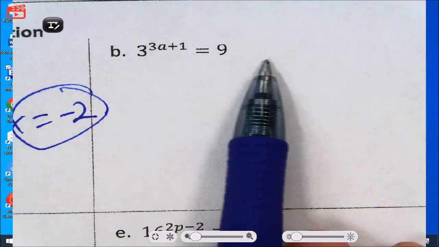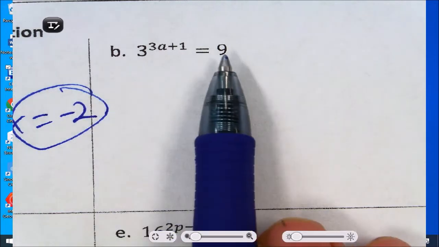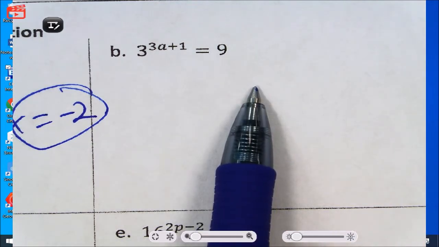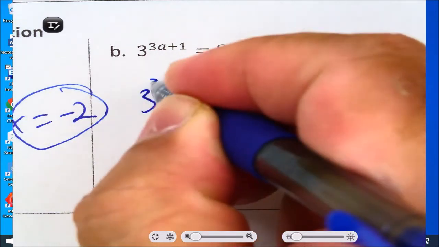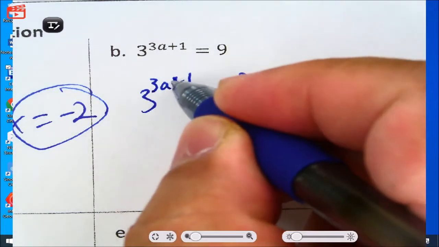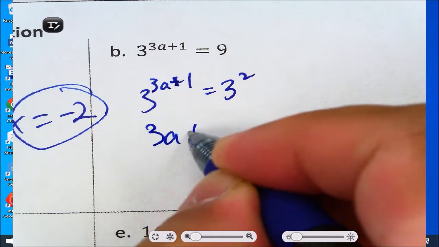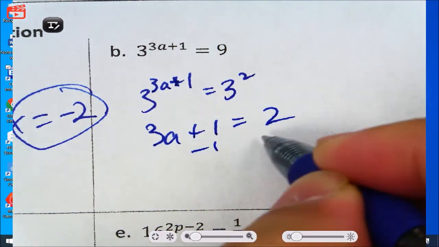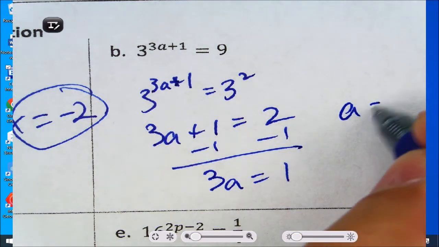So, here we go. 9 is not the same as 3. But can I write 9 with a base of 3 and an exponent? 3 squared. Very good. So it's 3 to the 3a plus 1 equals 3 to the second power. Okay, now that they're the same base, we can just ignore the bases. 3a plus 1 equals 2. Solve for a. Subtract 1, subtract 1. 3a equals 1. a equals 1/3.